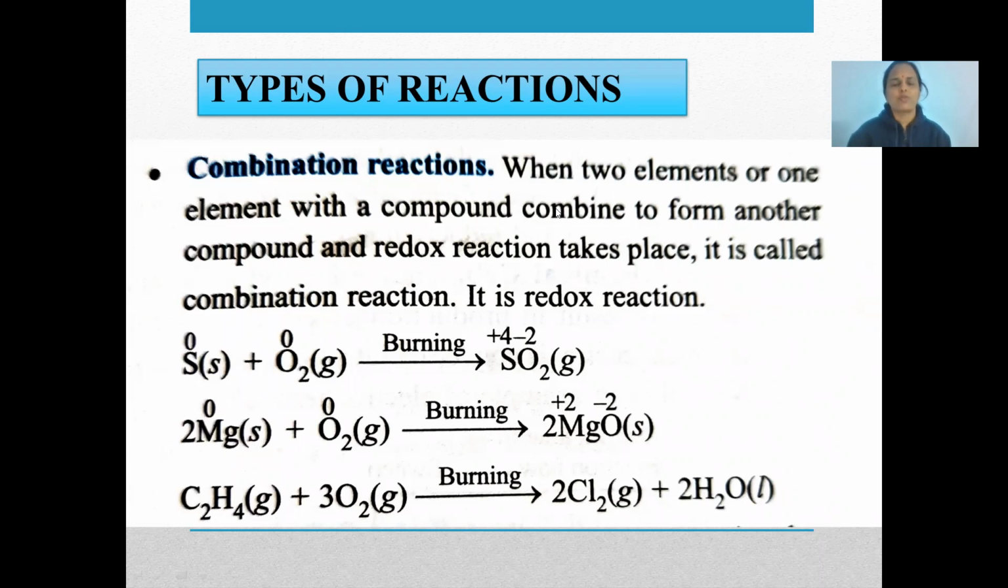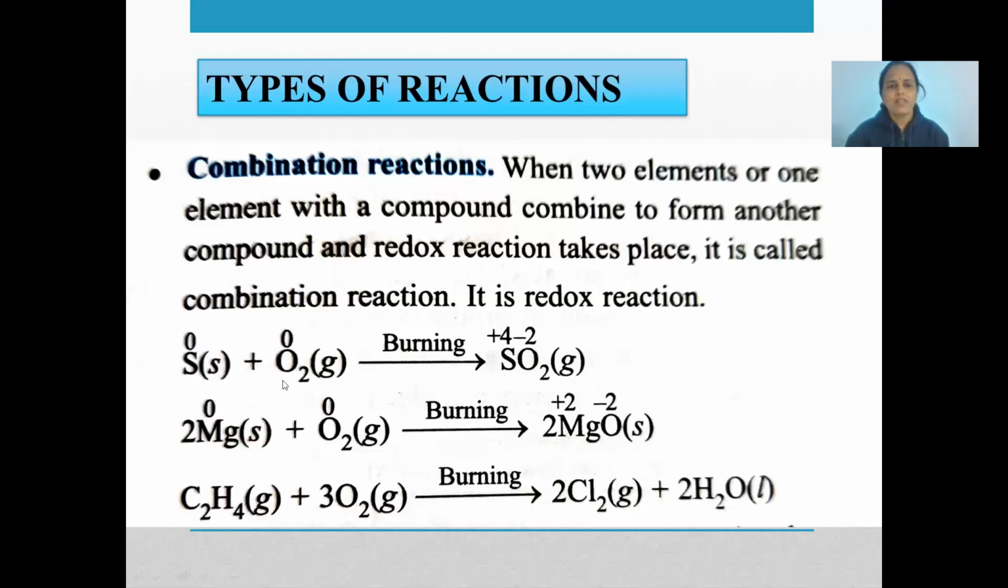Last class we discussed redox reactions, and I defined redox reactions as those reactions in which both oxidation and reduction take place simultaneously. So to start with the first redox reaction, combination reactions. When two elements or one element with a compound combine to form another compound, a redox reaction takes place and it is called a combination redox reaction.